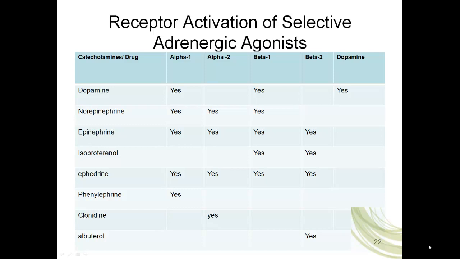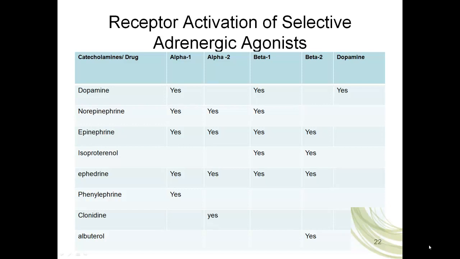Norepinephrine binds to alpha-1, alpha-2, and beta-1. Epinephrine across the board: alpha-1, alpha-2, beta-1, beta-2. Isoproterenol, I'm going to explain what this is. It is a beta-1, beta-2 agonist. It's going to stimulate those. Ephedrine, and drugs like ephedrine, bind to all the alphas and betas. In fact, ephedrine and methamphetamines, I'm going to tell you how they work, but they lead to more dopamine release, and therefore the dopamine receptors, of course, would be stimulated.